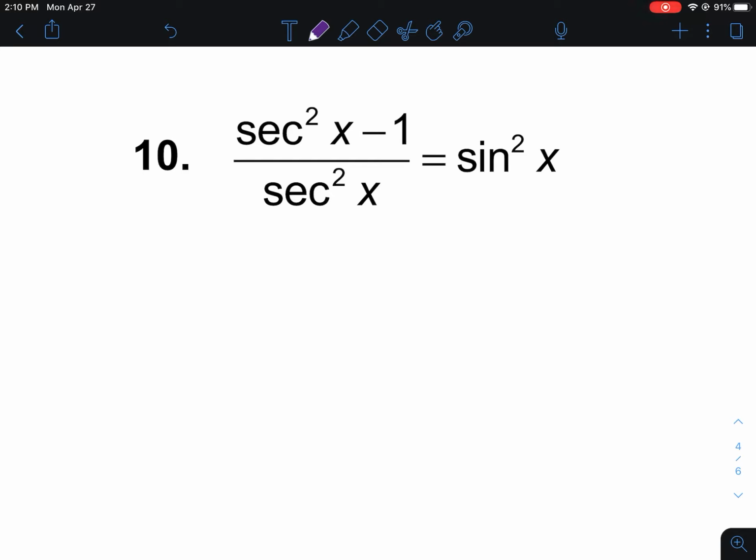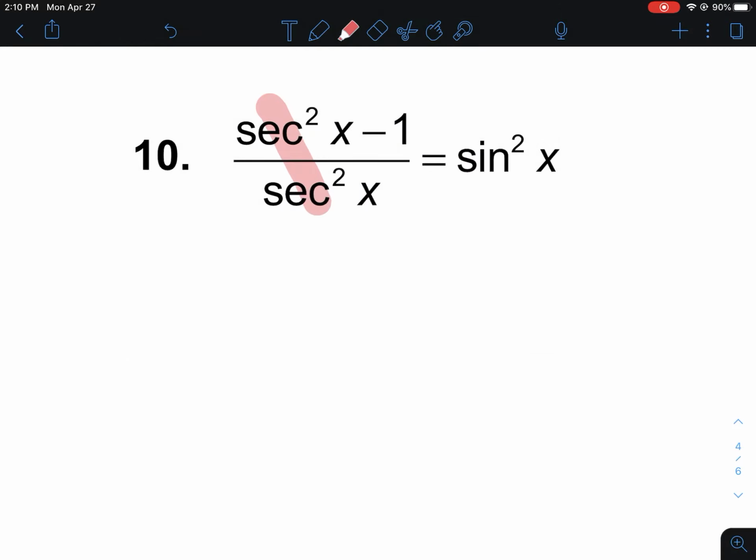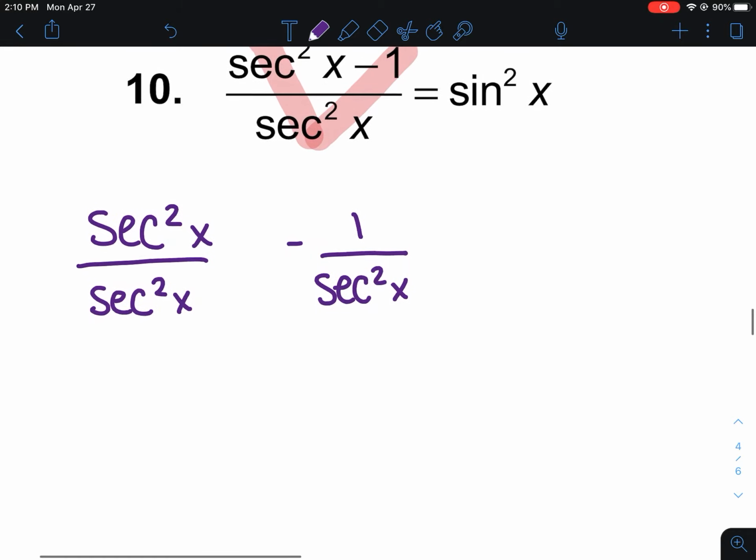First thing I'm going to do, again, look at my identity sheet, see if I have any identities that would help, or I could look at this fraction as two separate fractions. So since I have secant squared x minus 1, both over secant squared x, I can separate those into two fractions.